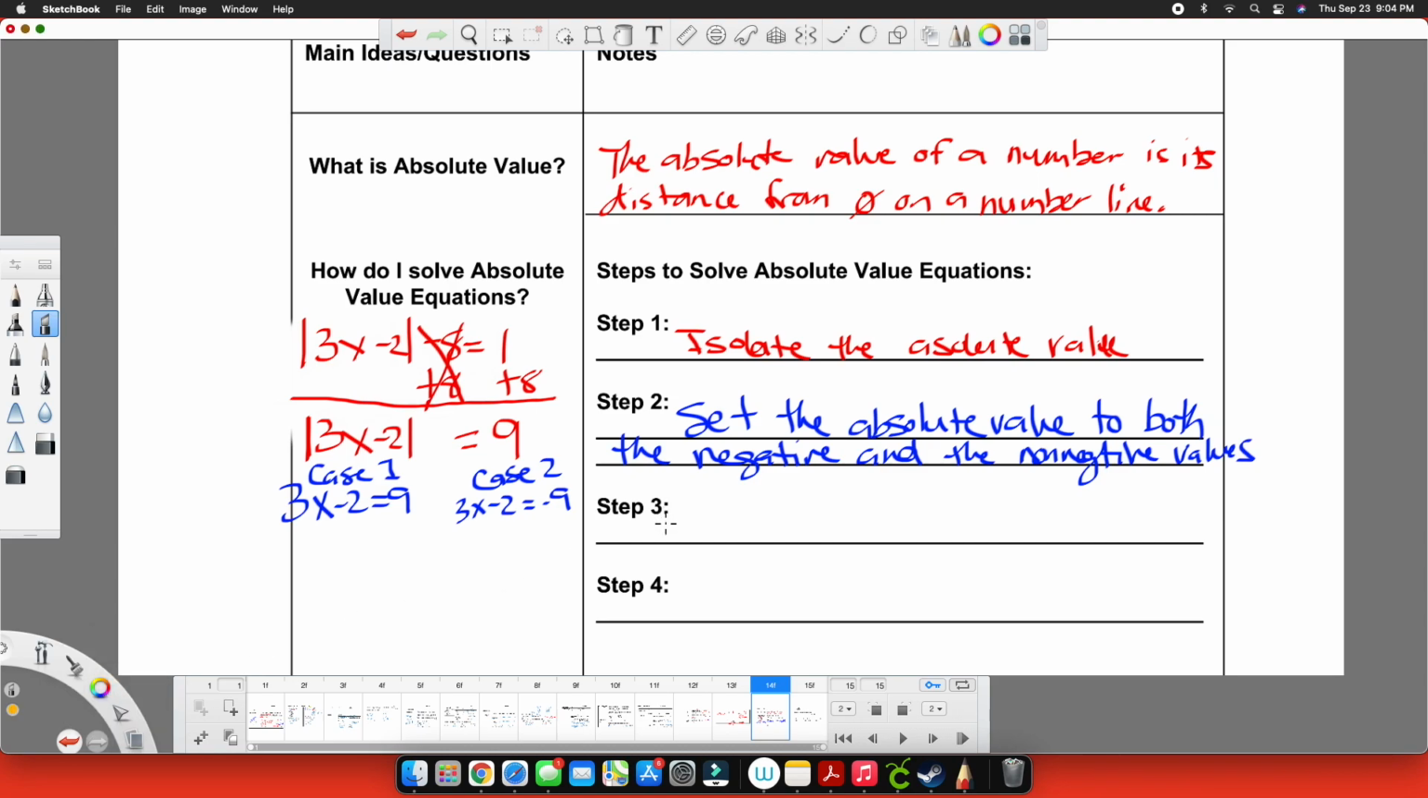So step number 3 is to solve both equations. So if I start to solve both equations here, I want to do the same thing I would do to solve any other equation. What's being done to the variable with addition or subtraction? I'm subtracting 2, so I'm going to add 2. So I end up with 3x, negative 2 plus 2 cancels out, and I have 9 plus 2, which gets me 11. Now I'm going to divide by 3.